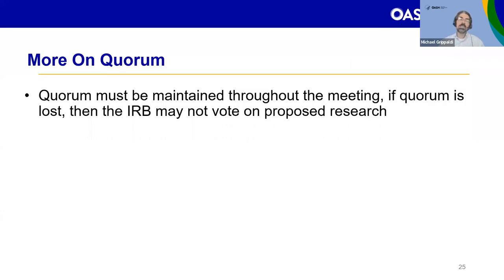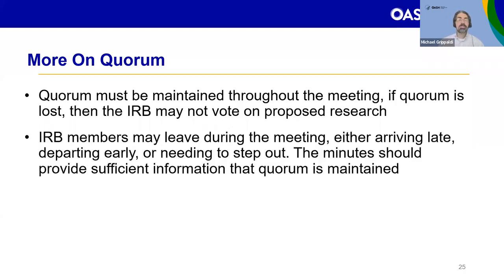Quorum is needed throughout the entirety of the meeting. Attendance should be taken at the start to ensure that a majority and the non-scientists are present, and then kept track of throughout the meeting. Maintaining quorum is necessary to vote on research actions. If there's no quorum, then the IRB can't approve or disapprove any actions. Because of the necessity to maintain quorum, the minutes need to detail which IRB members are present for which items. It's also necessary to write down who came in late, who left early, or who stepped out.